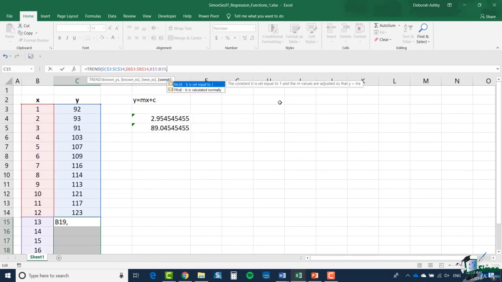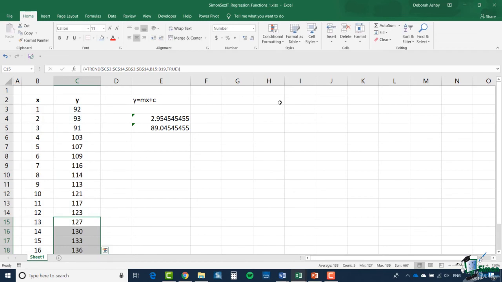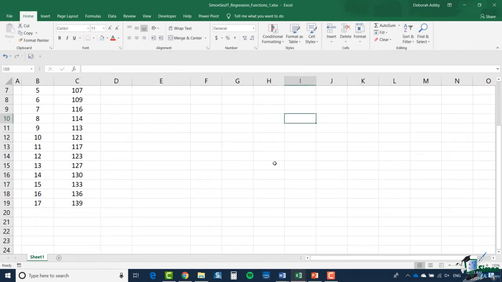And then we have a constant value of b. Now, sometimes when you're fitting a line to some data, it's a requirement that the intercept, the c, is 0. If you want to set it to 0, then you would set this final value to false. But if you want it calculated in the normal way as an intercept, you set it to true. And of course, because this is an array formula, in order to complete that, I do Control-Shift-Enter. And there is my full set of values.